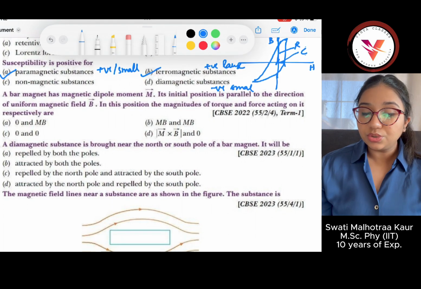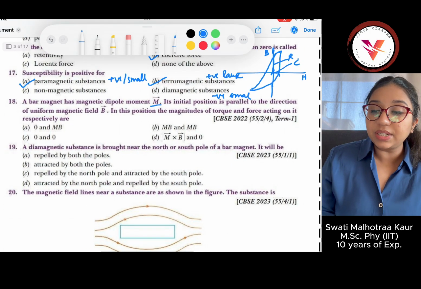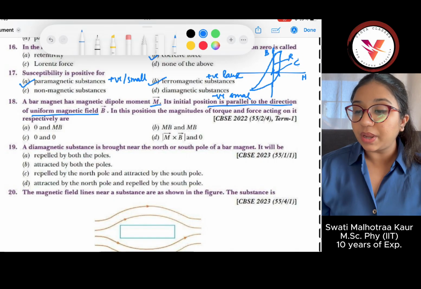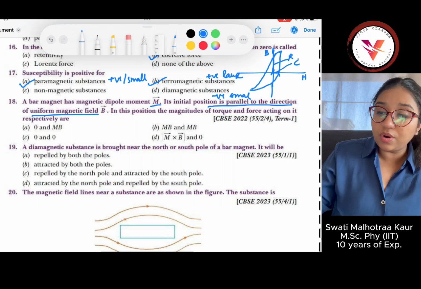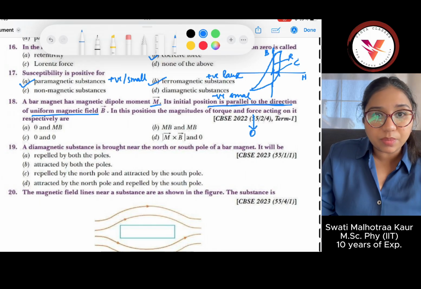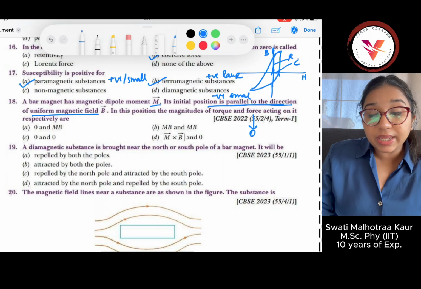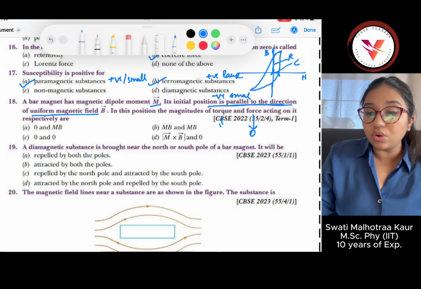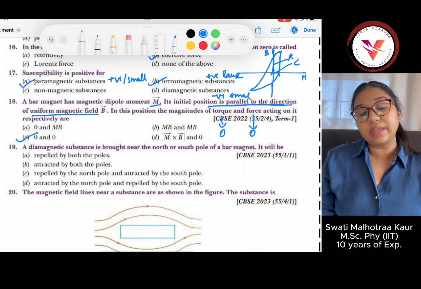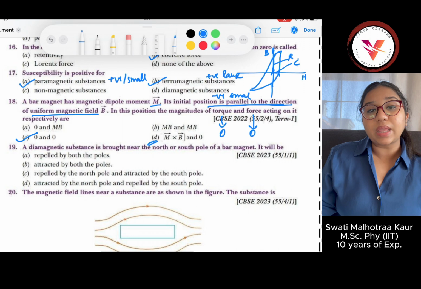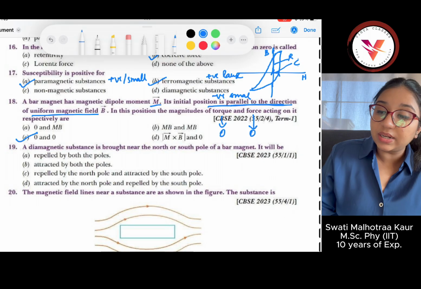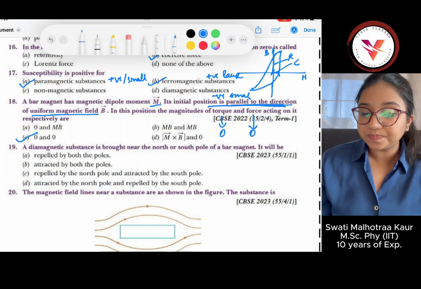Next question. A bar magnet has magnetic moment M. Its initial position is parallel to the direction of a uniform magnetic field. In this position, the magnitudes of torque and force. Since it's uniform, then force would be 0. And it is aligned parallel to the direction of the magnetic field, so the angle would be 0 degree and torque is MB sine theta. So torque would also go to 0. C is the correct option. Otherwise, what we will do? We simply mark this one. M cross B is torque and 0 is force in a uniform field. But they have given that it is parallel to the direction of the uniform magnetic field.